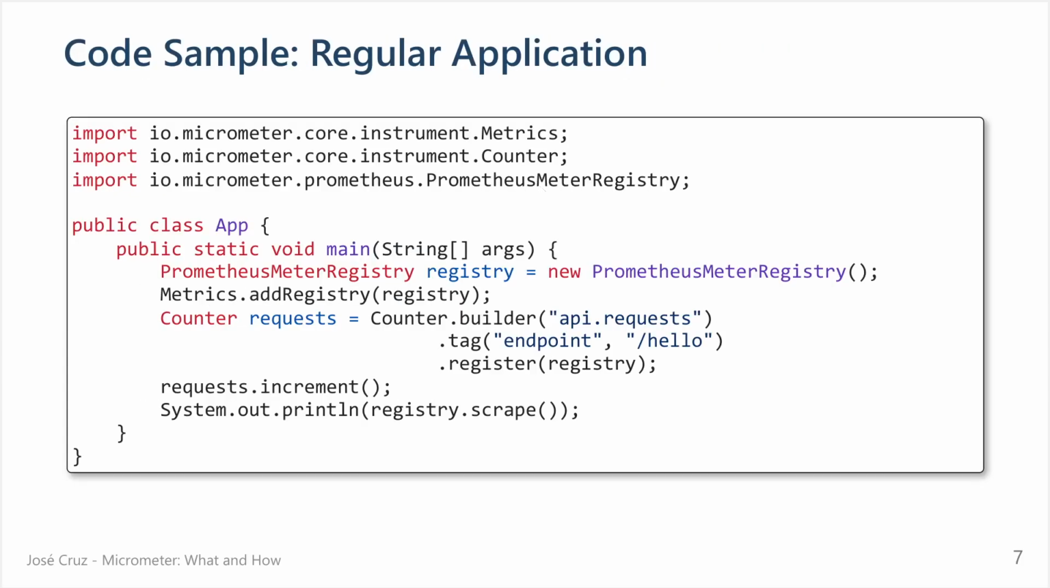Okay, let's finally see a code sample for a regular application, and imagine that you want to use Prometheus. So you can see you have a main, and then this is the meter registry. You can see that you are creating a Prometheus meter registry.